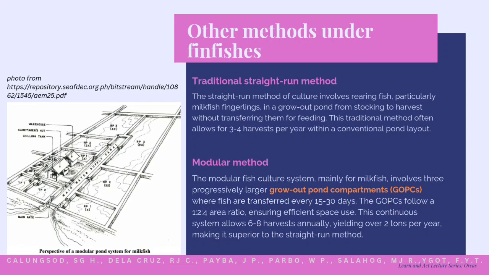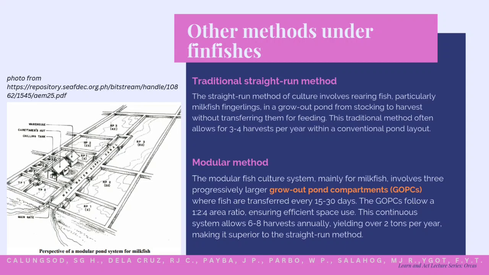So, this method is simple and requires less labor, but it may result in uneven fish sizes at harvest due to variations in growth rates. Fish are typically harvested all at once, or by batch harvesting, when most individuals have reached the desired size. Next is the modular method.